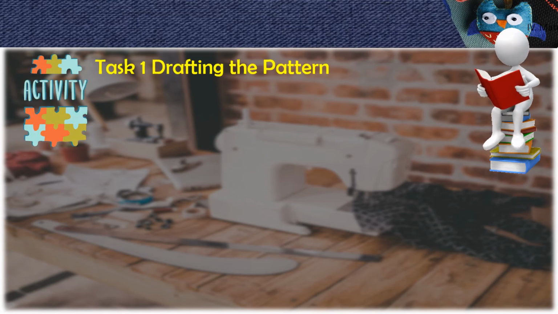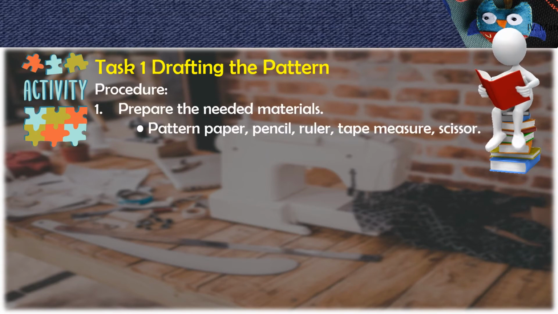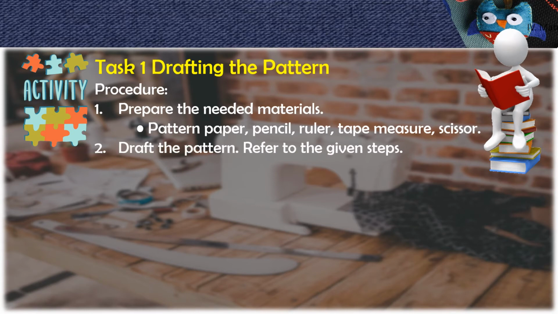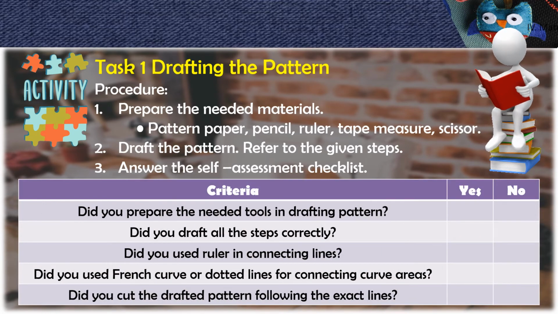Okay, for your activity, you will draft the pattern for a simple apron. Procedure: first, prepare the needed materials like pattern paper, pencil, ruler, tape measure, and scissors. Second, draft the pattern. Refer to the given steps. And number 3, answer the self-assessment checklist.